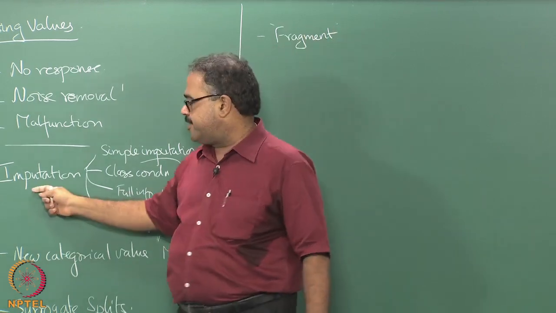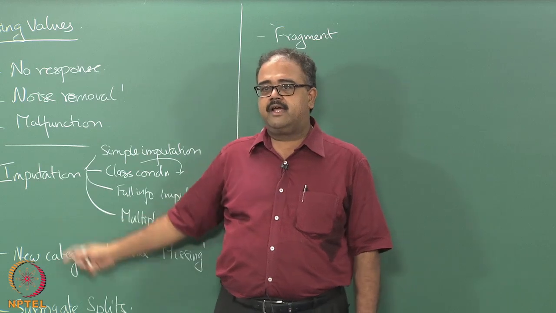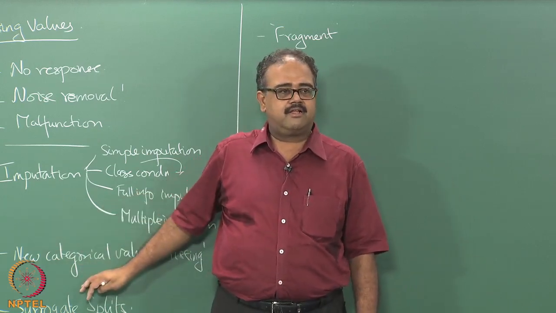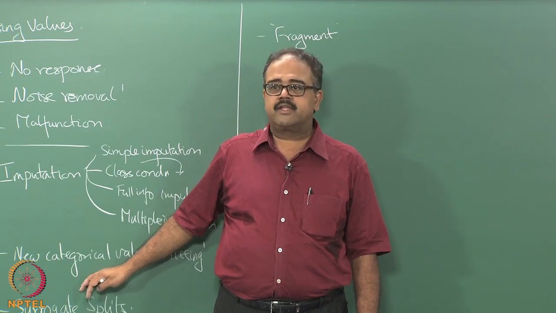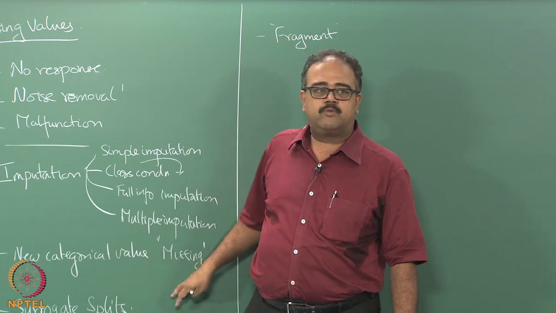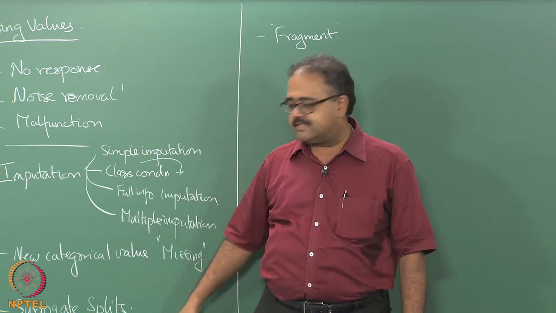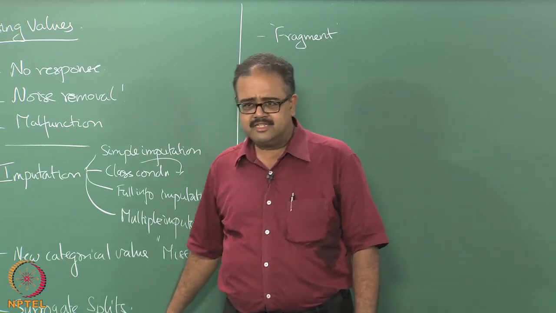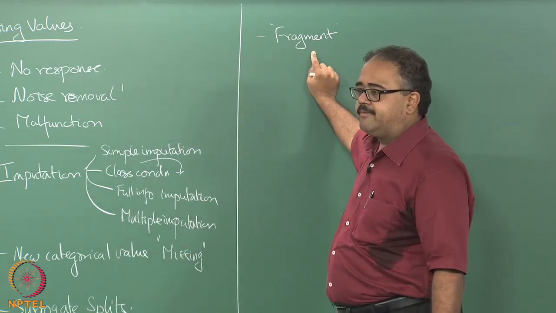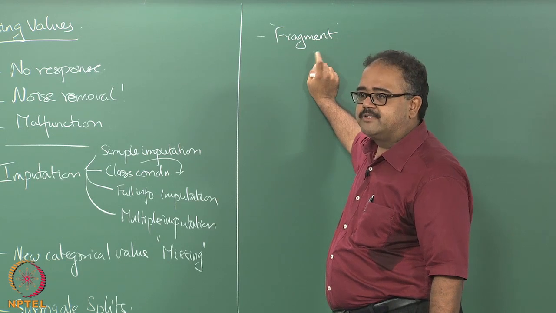So, as you can see, imputation and adding these new categorical values could work with any kind of classifier that you are working with. I mean, as long as you have a way of handling categorical attributes, it is just one more value that you are handling, while the surrogate split is something very specific to trees. Likewise, we are going to look at fragment, which is also something very specific to trees.